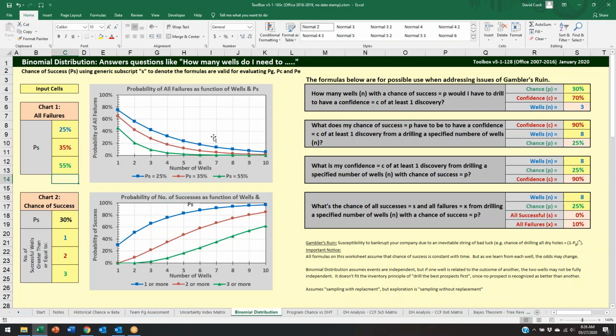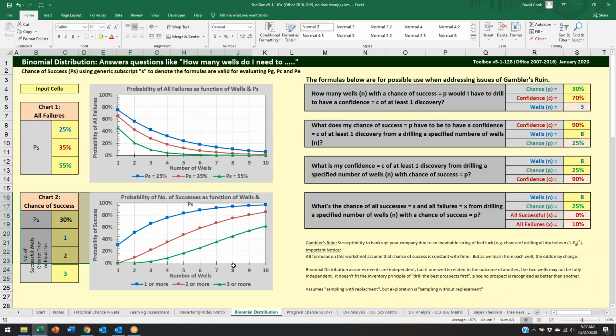But to get to a near certainty of having one or more geologic successes, you have to drill a large number of wells. This is a very important function to be able to communicate to management when you are contemplating what our dry hole tolerance in a play should be.